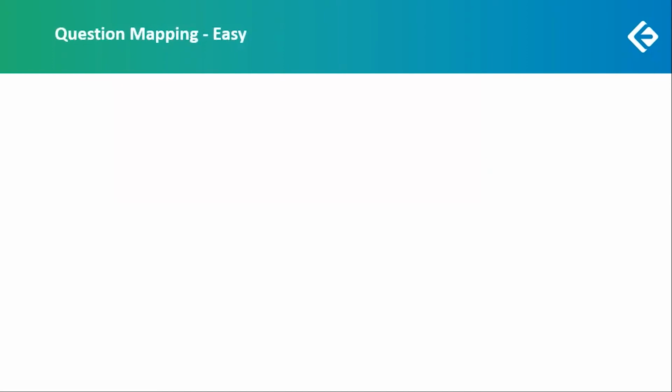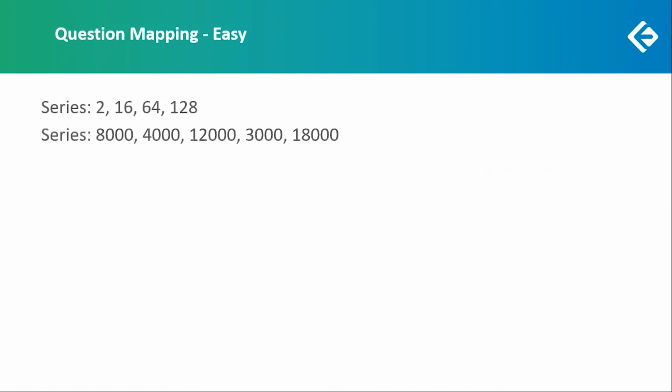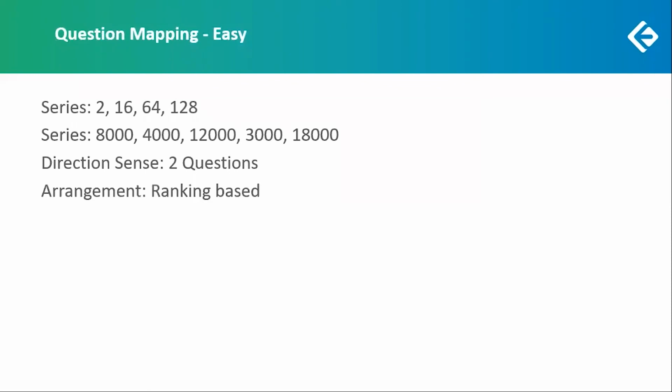Coming to the difficulty analysis, let's look at the question mapping of easy questions first. So these are the 2 questions from series, and both of them can be categorized as easy questions because we just had to observe multiples between the two successive numbers. If you just observe the multiples between 2 successive numbers, you'll be able to crack both the series easily. Then there were 2 questions on direction sense. Both of them were fairly easy and doable questions.